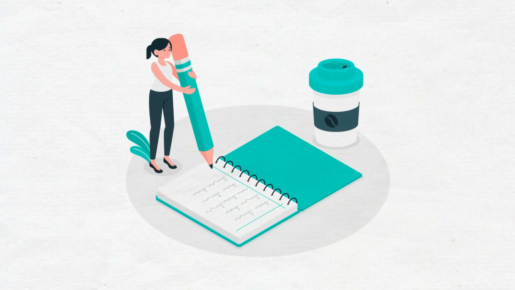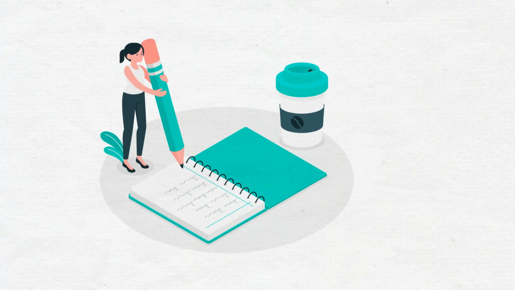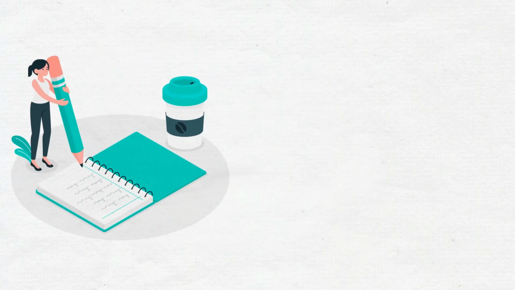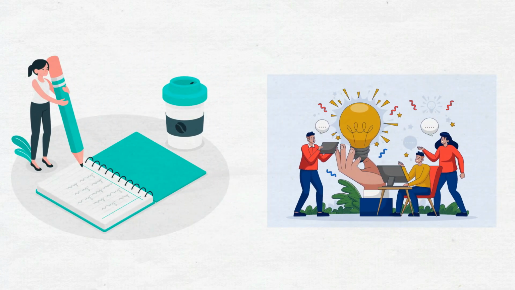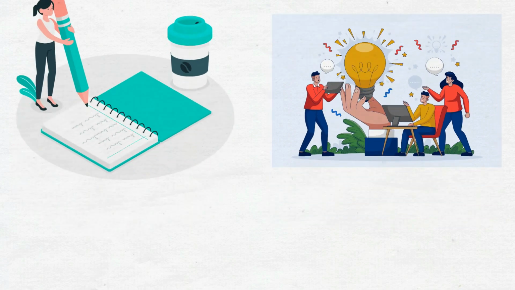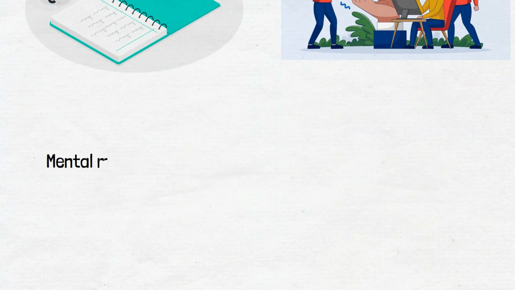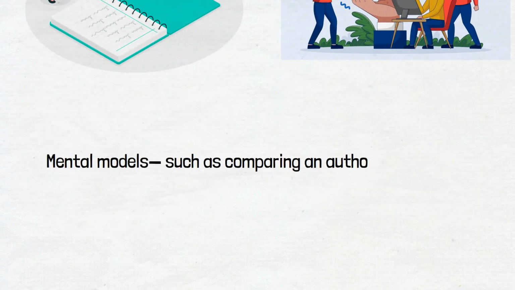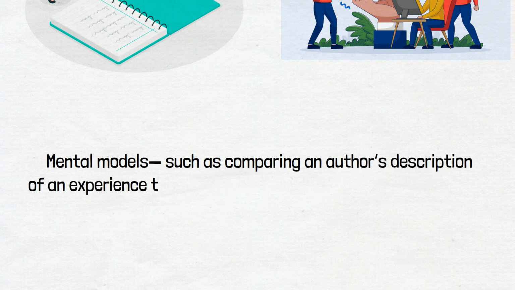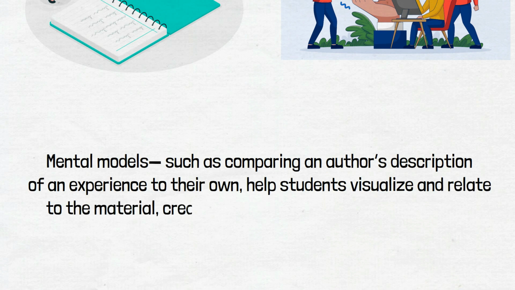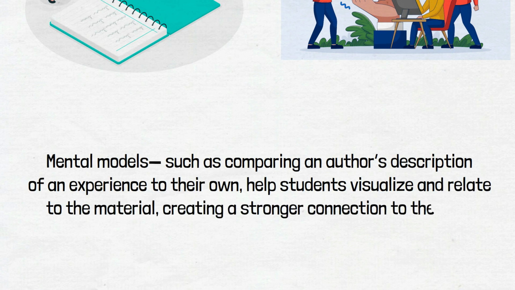Summarizing stands out as one of the most effective organizational strategies for comprehension. By distilling a text into its essential elements, students reinforce their understanding and improve retention. Summarizing also encourages them to identify relationships between ideas, fostering a deeper appreciation of the text's structure and themes. Additionally, mental models, such as comparing an author's description of an experience to their own, help students visualize and relate to the material, creating a stronger connection to the text.